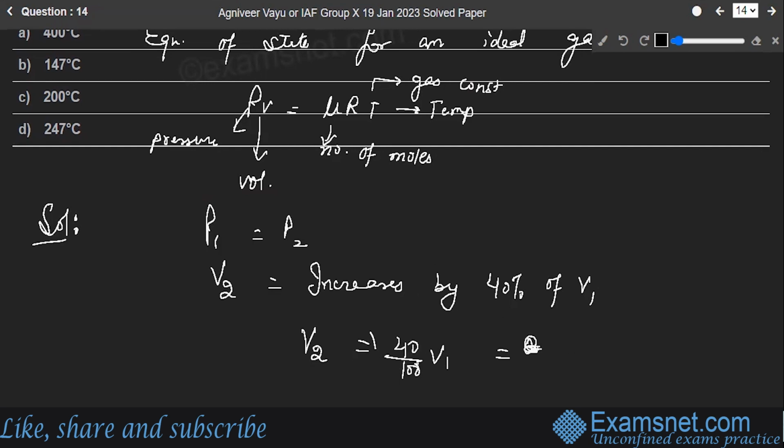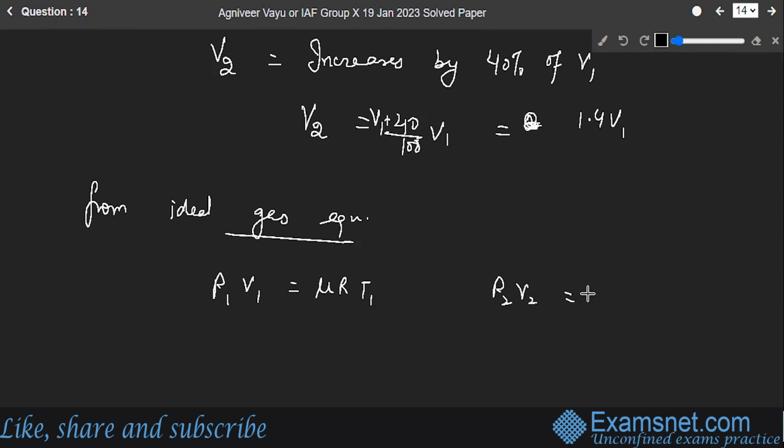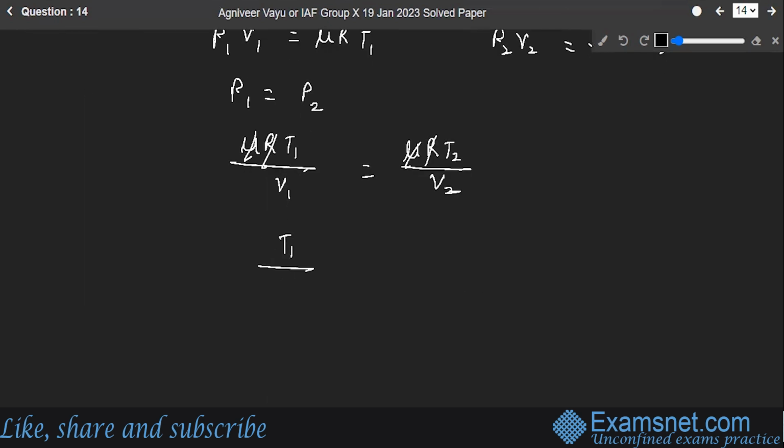that is, V1 plus 40 upon 100, so this becomes 1.4 V1. V2 is equal to 1.4 V1. And now from the ideal gas equation, we can see that P1 V1 is equal to μRT1 and P2 V2 is equal to μRT2. Since P1 is equal to P2, which means μRT1 upon V1 is equal to μRT2 upon V2. μR will cancel, and you have T1 upon V1 is equal to T2 upon V2.